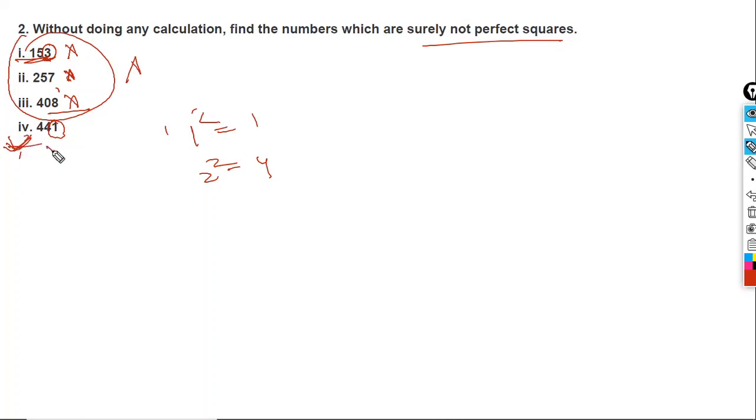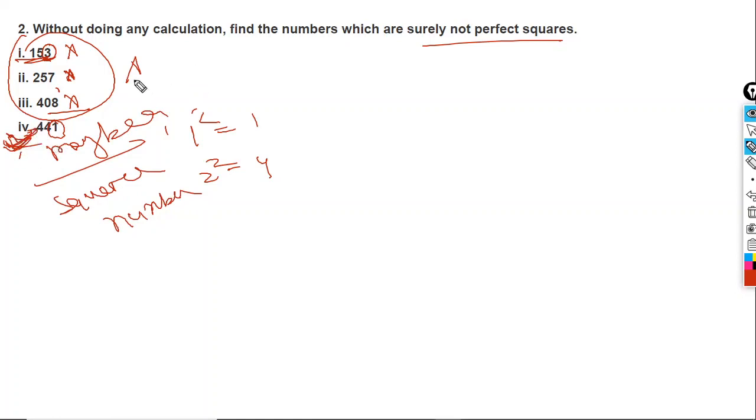This number may be a square number. Okay, if you find, it will be a square number or it may be a square number. We don't need to find whether it is a square number or not, but we have to find that it is surely not a perfect square. So these three numbers are definitely not perfect squares.